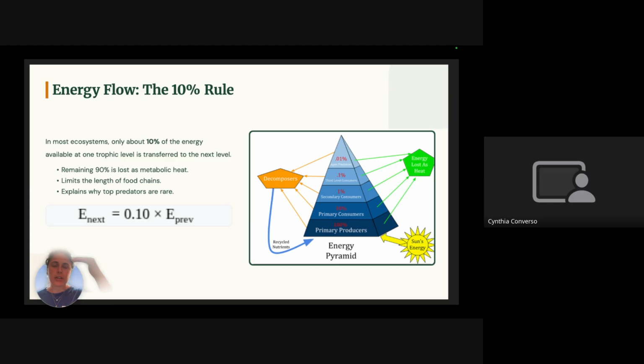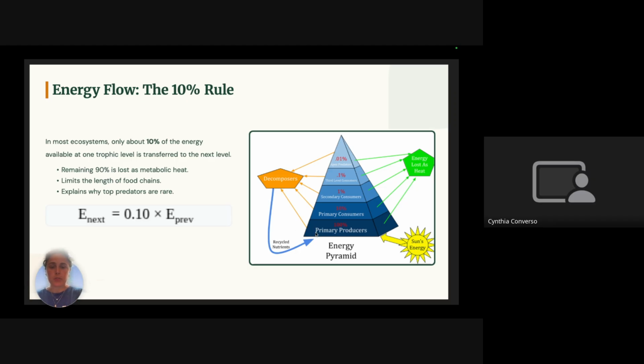And, depending on what trophic pyramid we look at, there can be many different levels to it. All right, there's no defined amount of levels to these trophic pyramids. It's just whatever is in the food chain or food web here.